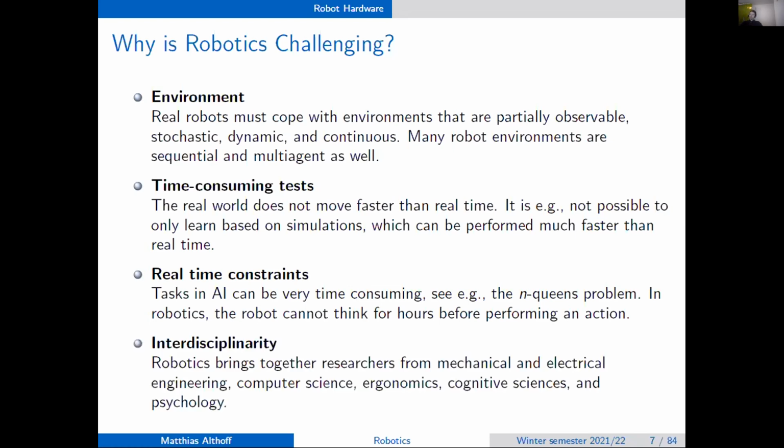And then robotics is very interdisciplinary. So you have researchers from mechanical engineering, electrical engineering, computer science, ergonomics, cognitive sciences, and psychology. And bringing these people together is not trivial.